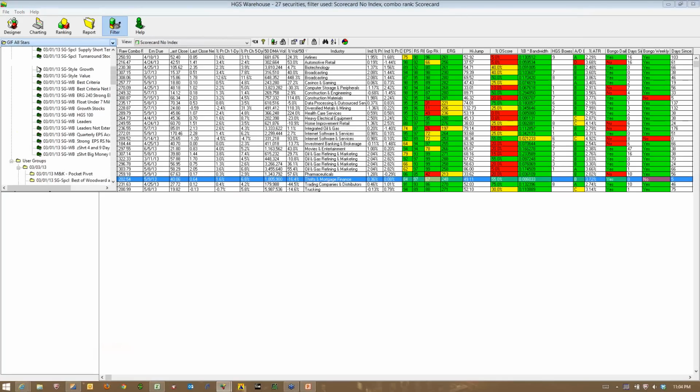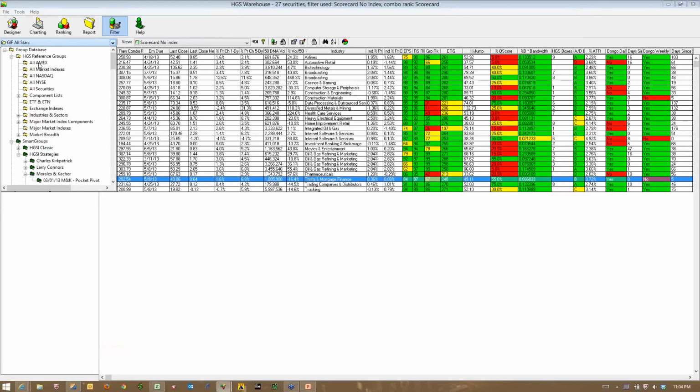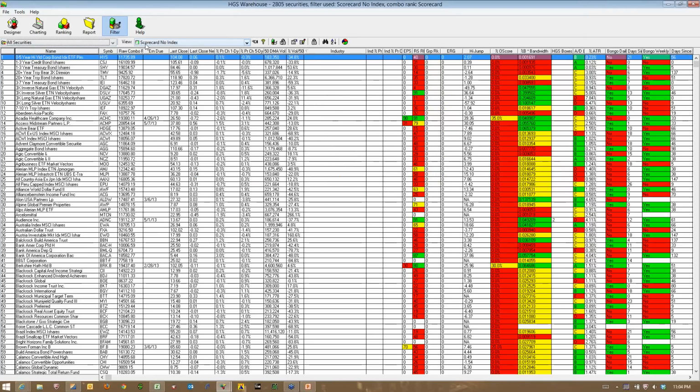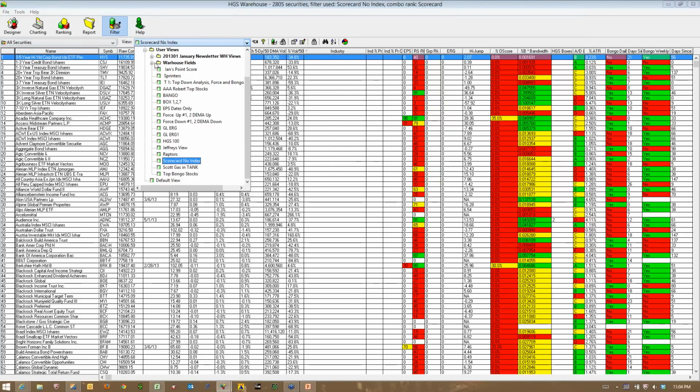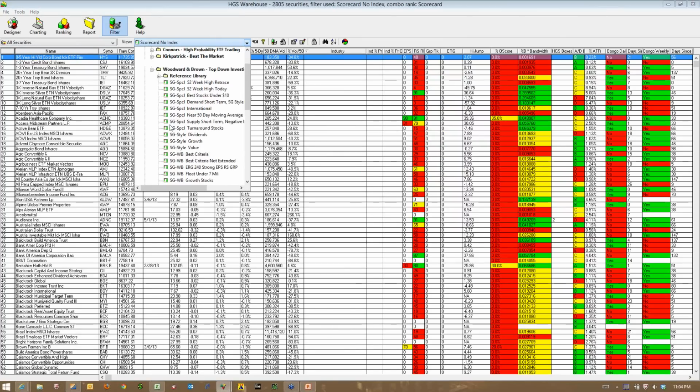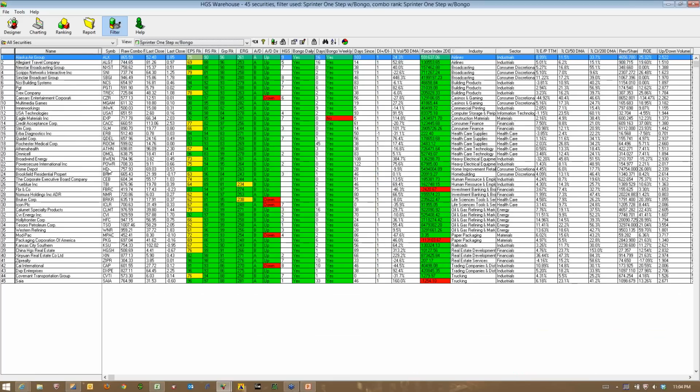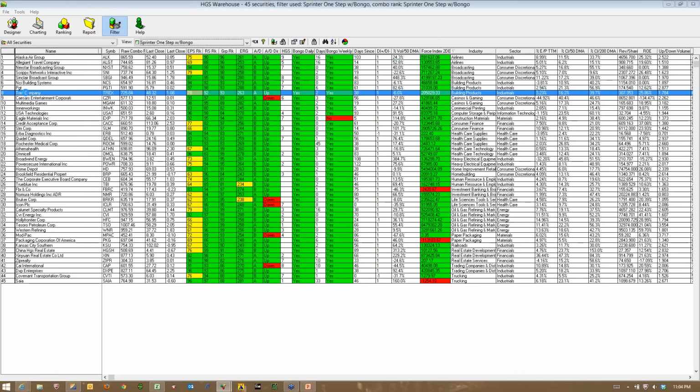Another thing I like to do is I like to go into all securities. I like to go into HGSI strategies, Woodward and Brown, reference library, look up miscellaneous, find the sprinters. Here's another list of strong stocks. Now you're going to notice something. There's a lot of stocks that are the same. Trex is another stock taken off of the home industry. This one is looking at the DEX.